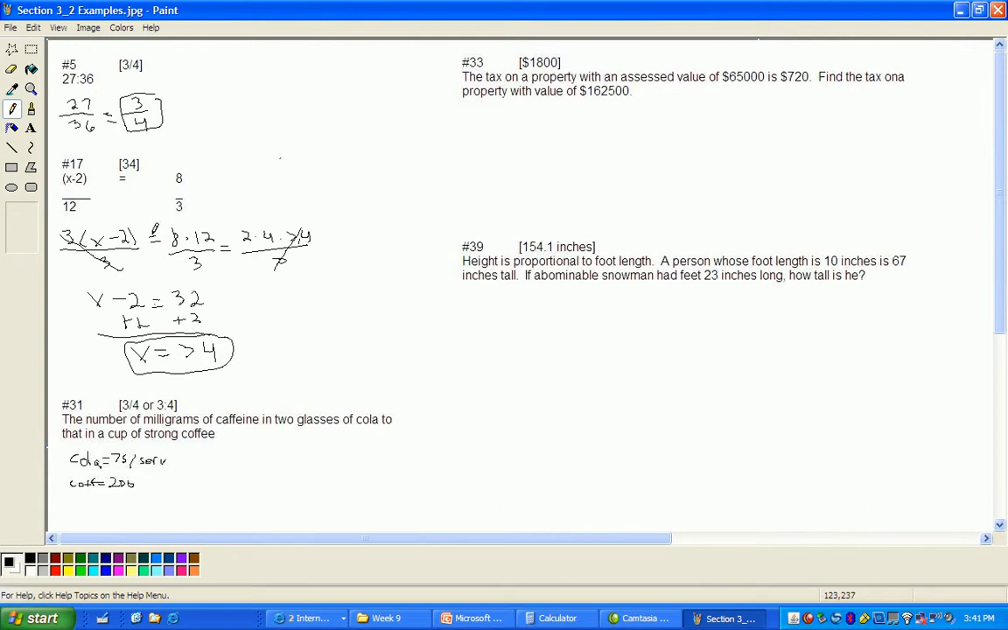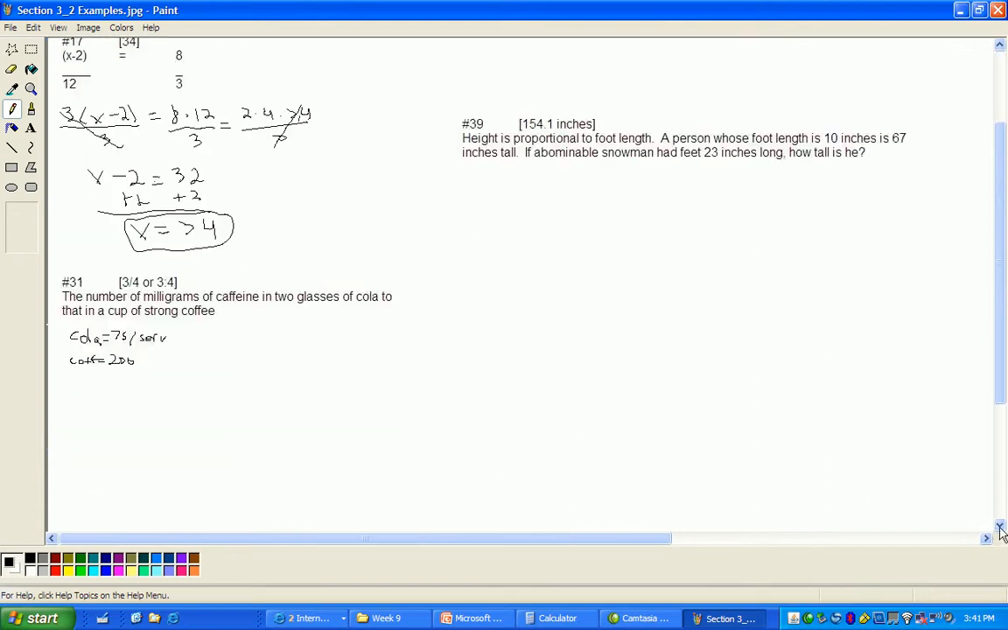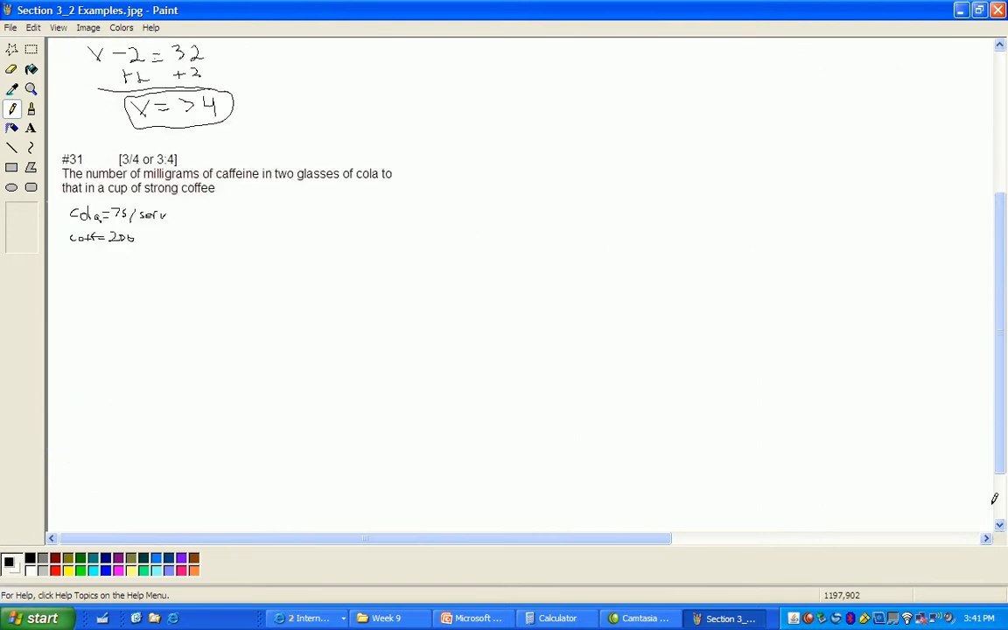Now we're going to be doing some word problems with proportions and ratios. The number of milligrams of caffeine in 2 glasses of cola to that in a cup of strong coffee. Cola is equal to 75 per serving. Coffee is equal to 200. So they're saying 2 glasses of cola.